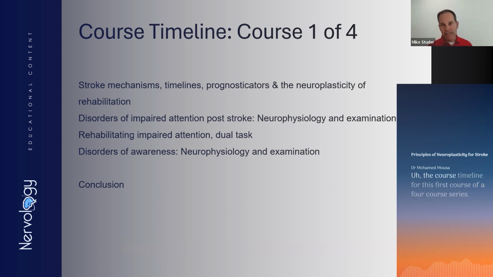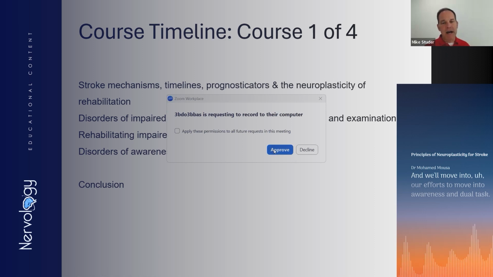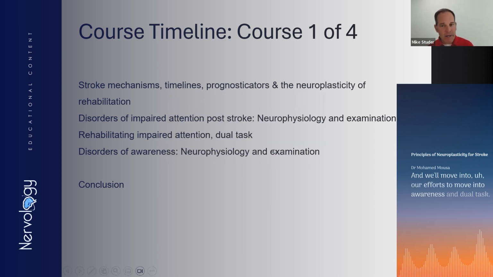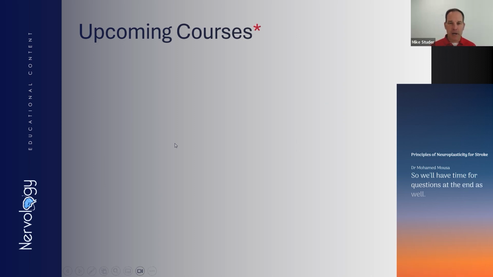Let's look at what we're going to be up for today. The course timeline for this first course of a 4-course series, today's effort will look like this. We're going to talk about stroke mechanisms and also the prognosis and how to time our rehabilitation efforts. After that, we're going to talk about attention, and we'll move into our efforts to move into awareness and dual task, and we'll do a little bit on neglect as well today. I'd also like to extend time for all of you to interact, both with me and with each other, so we'll have time for questions at the end as well.